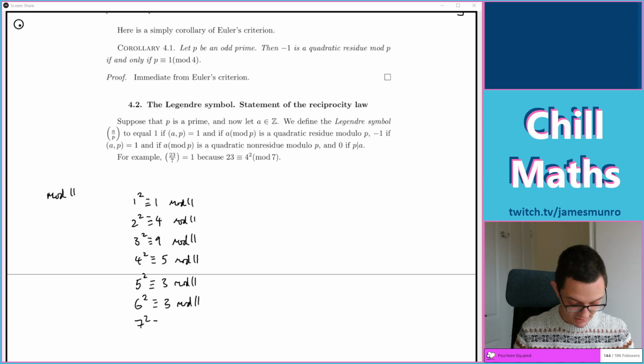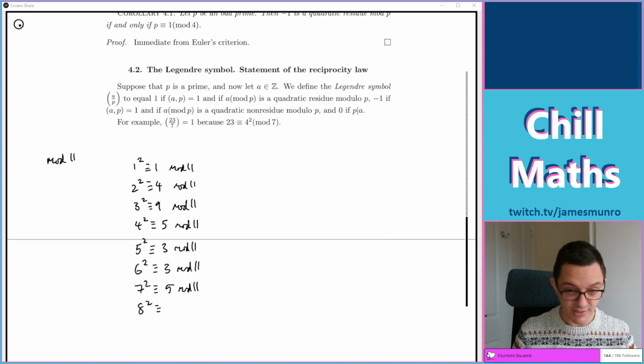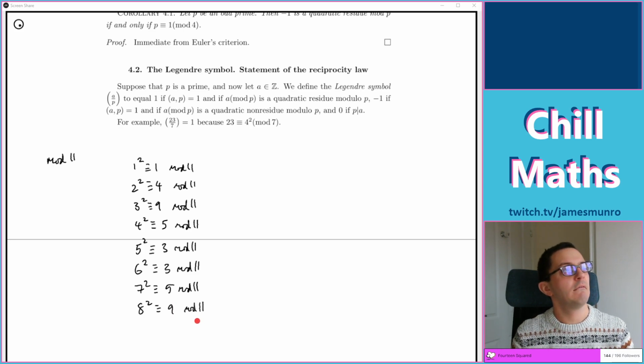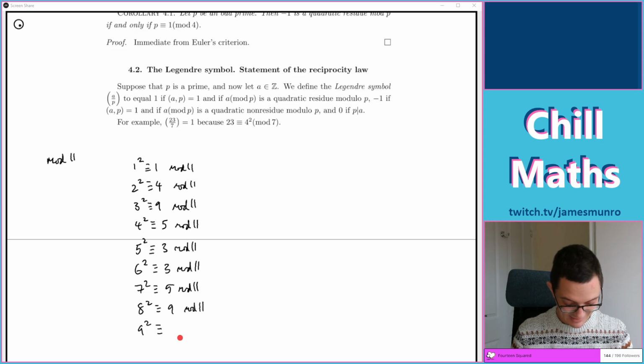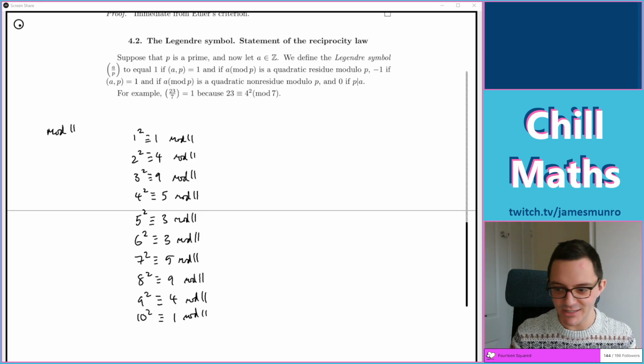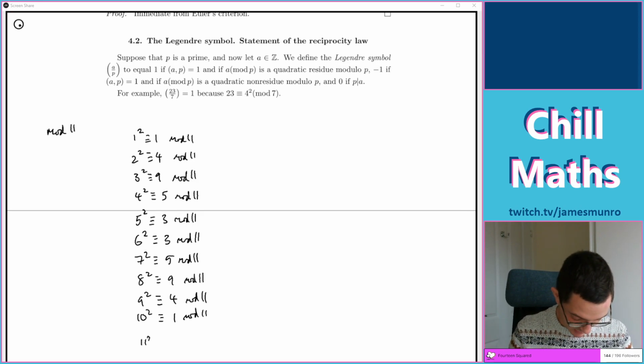6 squared is 36, which is 3 mod 11. And I think the pattern is already happening. Look, 49 is 5 more than a multiple of 11. 8 squared is 64, which is, oh gosh, 9 mod 11. Adding is hard. 64 is 9 more than 55. Yep, good. 9 squared: I'm also now using the pattern a tiny bit. 81 is 4 more than 77. 10 squared is 100, which is 1 more than a multiple of 11. And for completeness, I want to write down 11 squared. 11 doesn't really fit into this because 11 is not coprime to 11, but just for completeness.